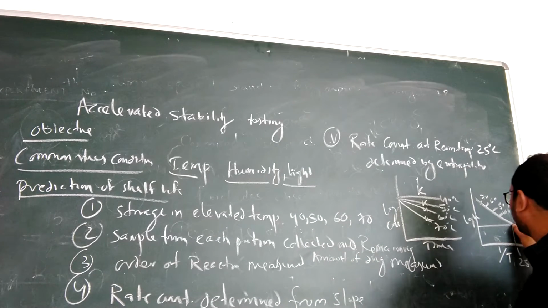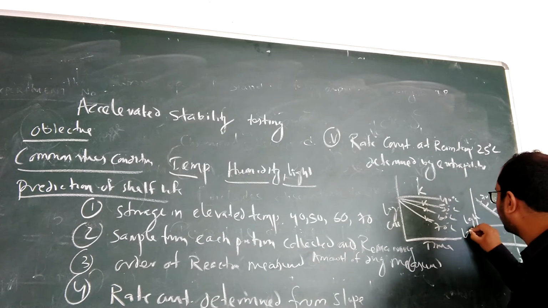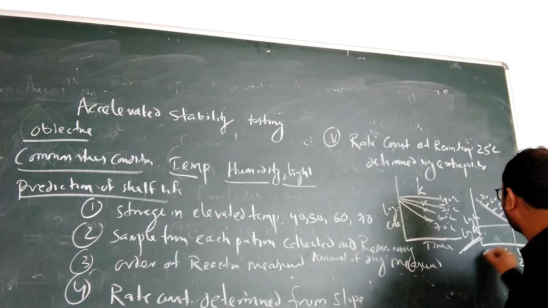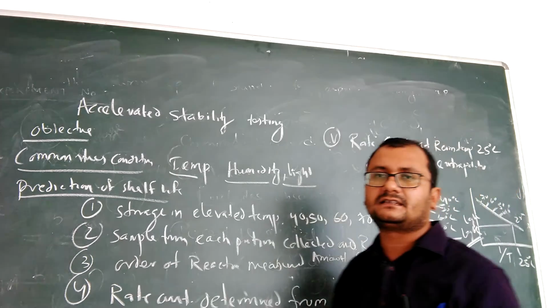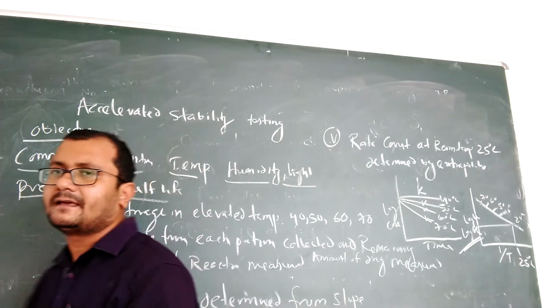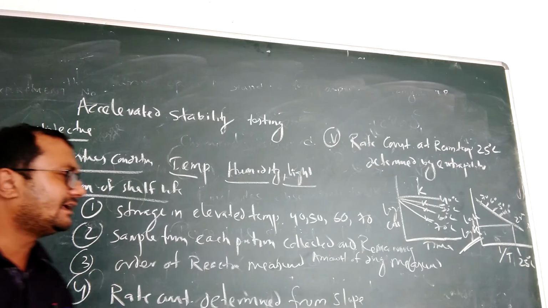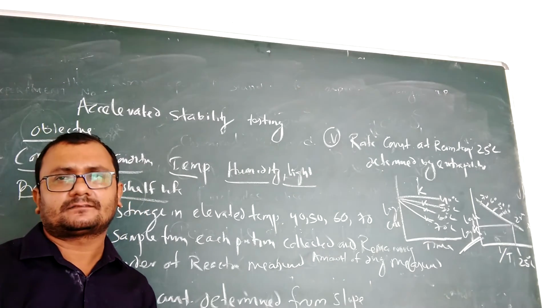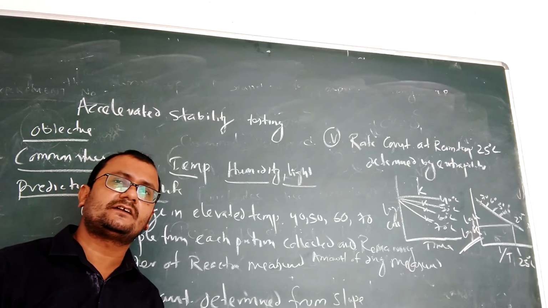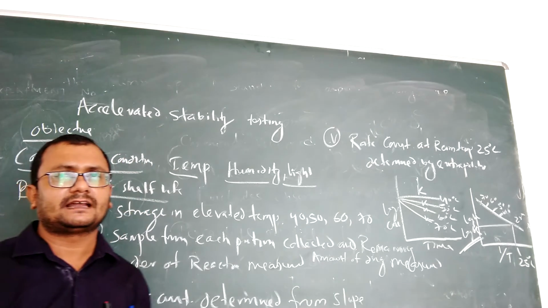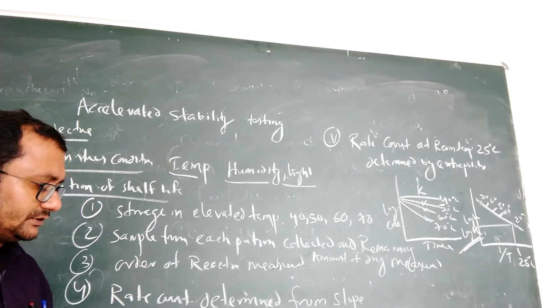So here we extrapolate to 25 degree Celsius, and we have to find the log K value at 25 degree Celsius. After getting the log K value, we can easily find out the shelf life of the drug, because shelf life can be calculated from the rate constant value.